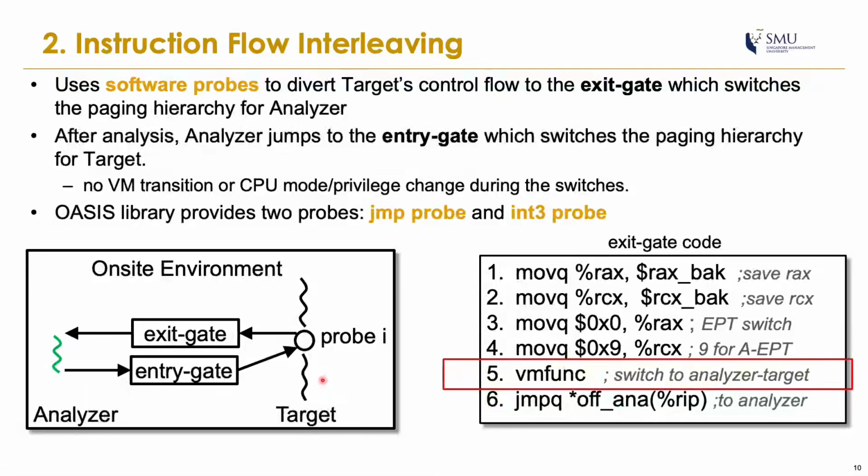The OASIS library provides two probes, the jump probe and the entry probe. The jump probe is multi-byte long, which can be temporarily installed in the target to trace the target execution, whereas the entry probe can be permanently installed in the target as a breakpoint to monitor its function invocation.